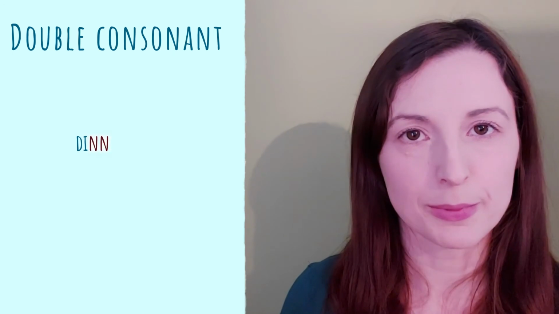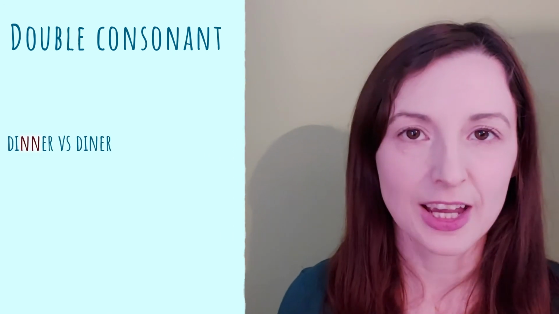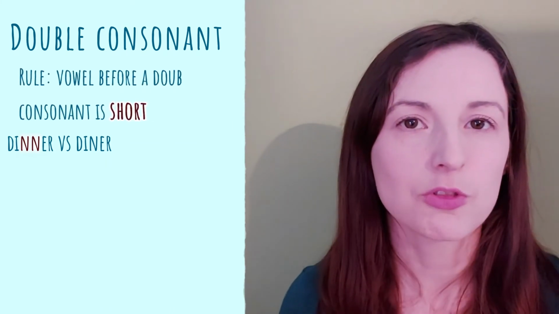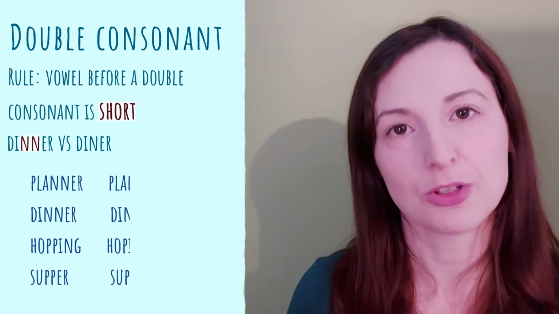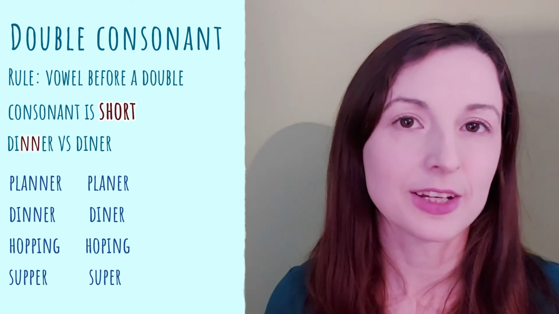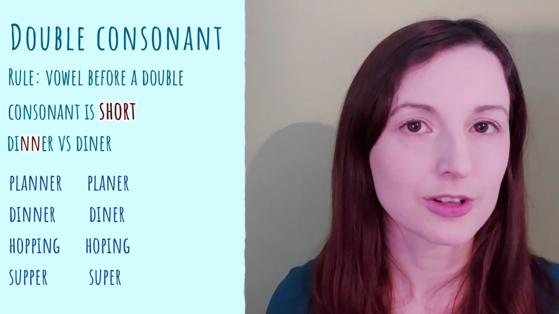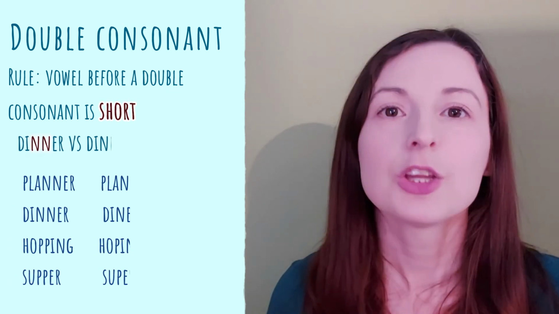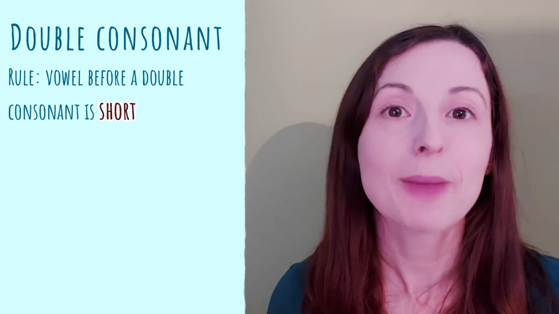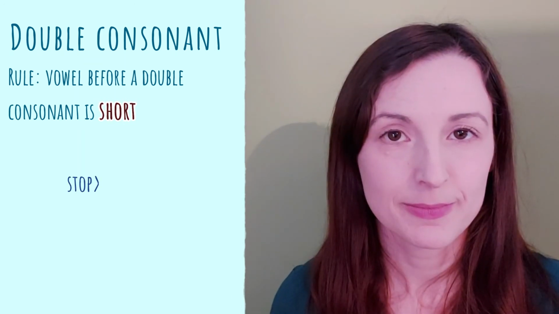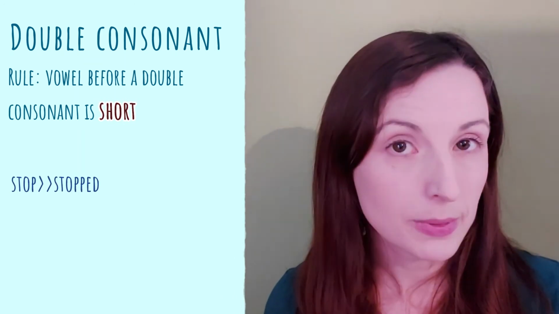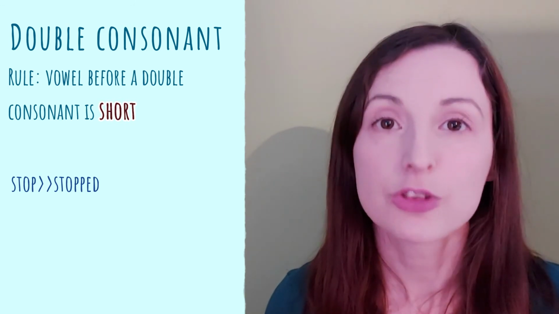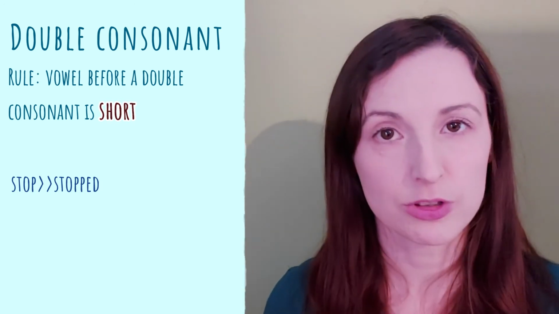Let's take a look at this example. Dinner, diner. Notice the double consonants in dinner. The vowel before double consonants will be short. Planner, planer. Dinner, diner. Hopping, hoping. Supper, super. You might have noticed this occurs with regular past tense endings ed. Let's take a look at the example stop. In the past tense, the consonant is doubled. Stopped. This keeps the vowel short.